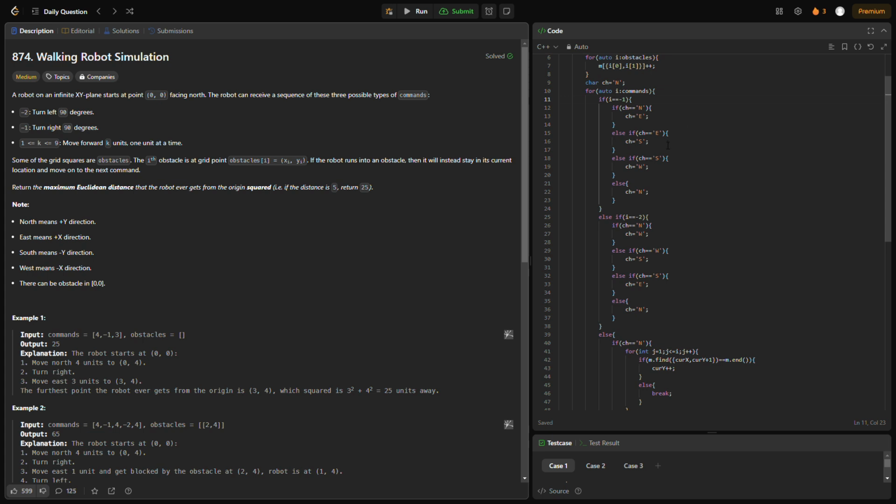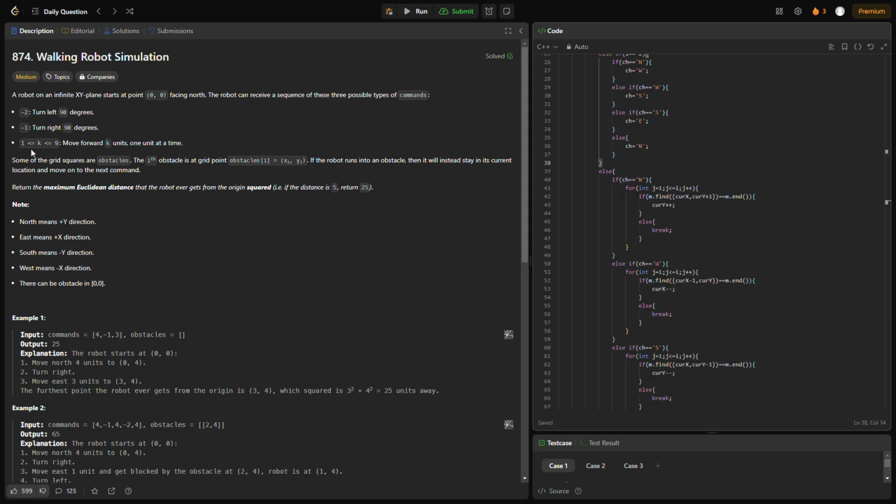Similarly, if we are facing east, its right will be south, 90 degrees right of south will be west, and of west will be north. Another is if we are given -2, we need to turn left, so it will be anti-clockwise. If we are facing in north, 90 degrees left will be west. If we are facing west, 90 degrees left will be south. If we are in the south, 90 degrees left will be east. And if we are in the east, then 90 degrees left will be north. So this is when we are given -1 or -2. These two cases are covered.